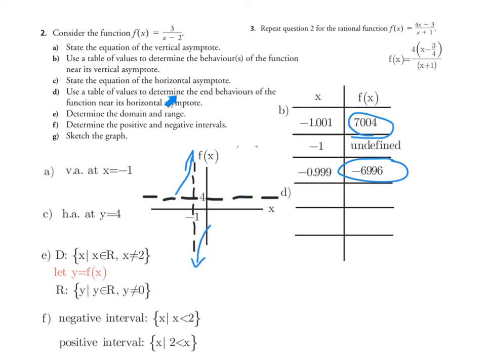Use a table of values to determine the end behaviors of the function near its horizontal asymptote. This one I actually don't mind doing a table of values for because it's not the easiest to really think through. When you do have a horizontal asymptote, like when it's not leading towards 0, it's not as easy necessarily to see if it's going to go towards 4 from the bottom or from the top. So let's just plug in a really big number here and a really big negative number here, and let's see what we get.